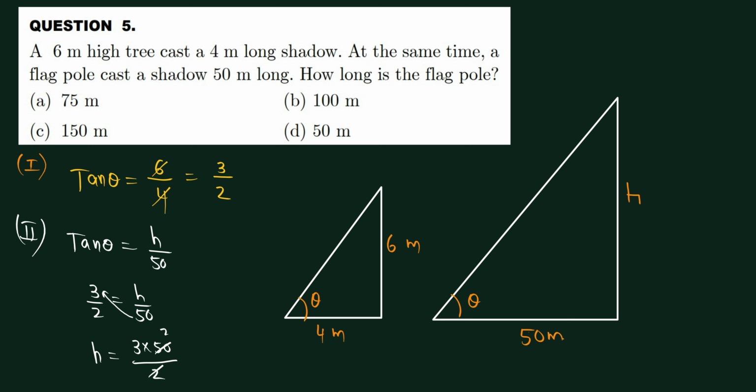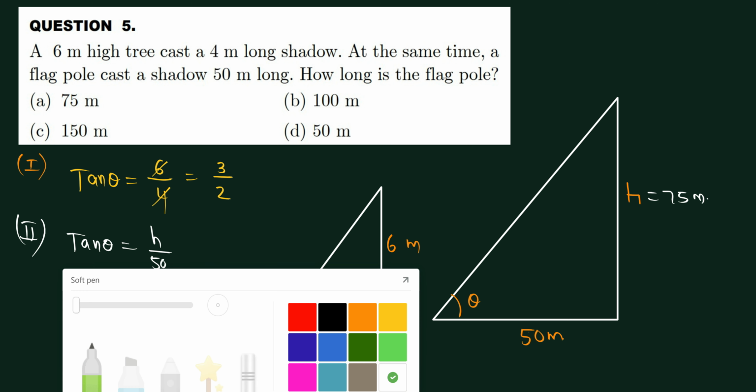Okay, 2 how many times in 50? 25 times. So 25 into 3 is how much? 75. So then what is the height of the flagpole? 75 meter. Okay, so which answer is matching here? Answer A is matching.